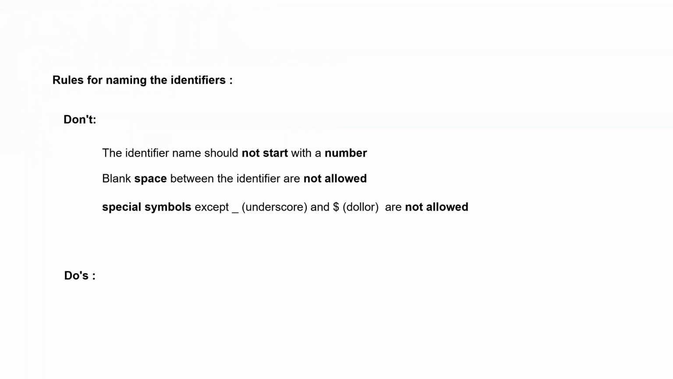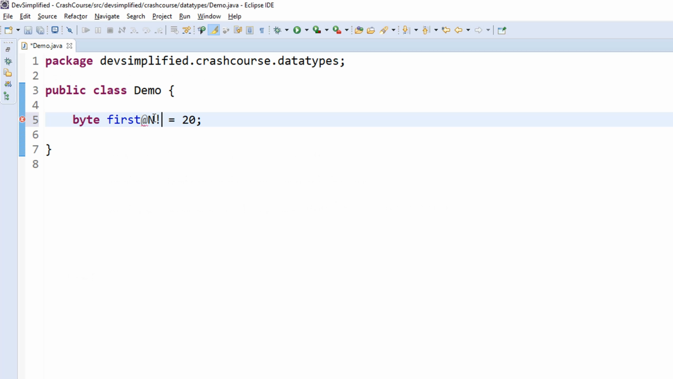Now the next rule is special symbols except underscore and dollar are not allowed. Let me create a variable with some special symbols and it will throw an error as expected. So let's replace it with the underscore. And it doesn't show me any error. So let me type first name. When I replace it with the dollar, again it doesn't throw me any error. So special symbols except dollar and underscore are not allowed.